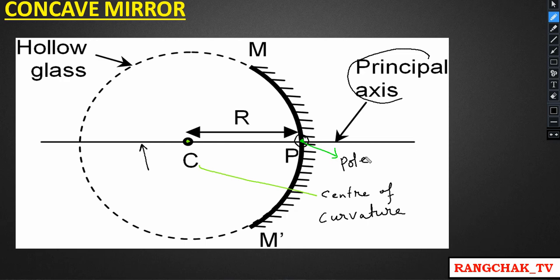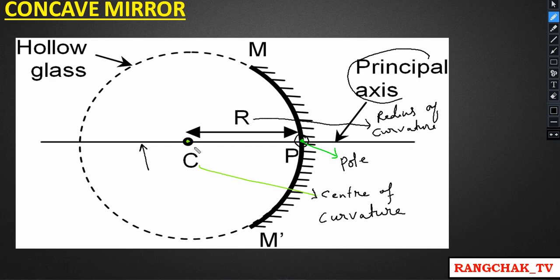We denote the pole as P. Since the spherical mirror is part of a circle, it has a center, which is called the center of curvature, C. The distance from C to P, from the center of curvature to the pole, is called the radius of curvature. The mirror's back is a rough surface, and it is a hollow glass.